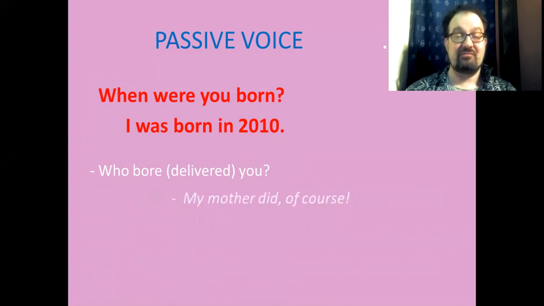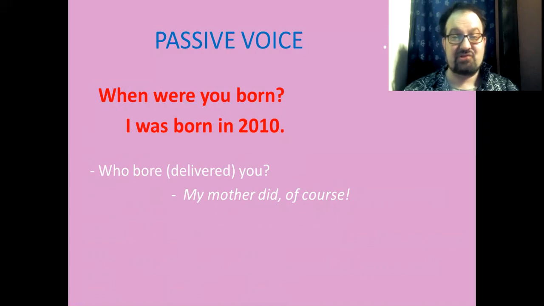Who bore you? Who gave you birth? Who gave you life? Of course, your mother did. So we usually don't mention mother in this sentence because we know who did, right? Who gave you life? Who bore you? That was your mother. So the person who did that, the agent, doesn't need to be in the sentence.